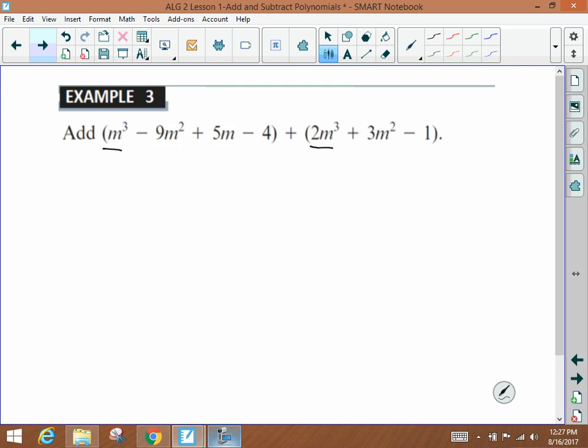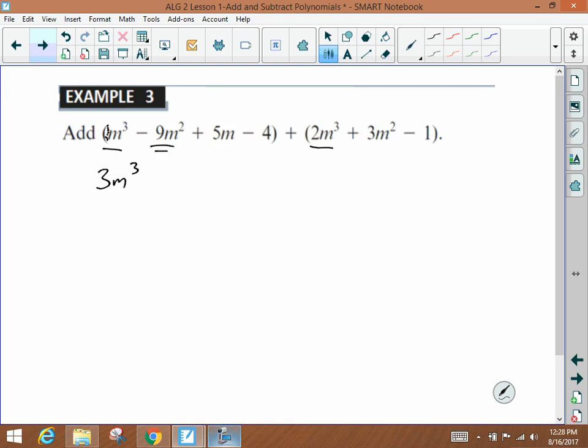Well, what we're going to do is we're going to leave our exponent the same. And we're going to add our coefficients. So this one, even though it doesn't have a 1, remember, there's like an invisible 1 in front of my m cubed. So that means I'm going to add 2 plus 1, and I'll wind up with 3m cubed, right?